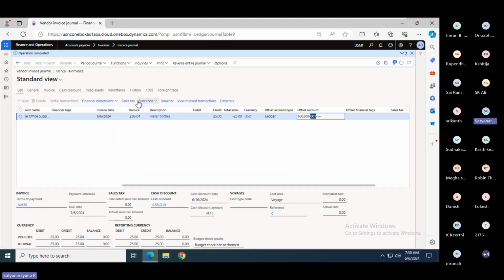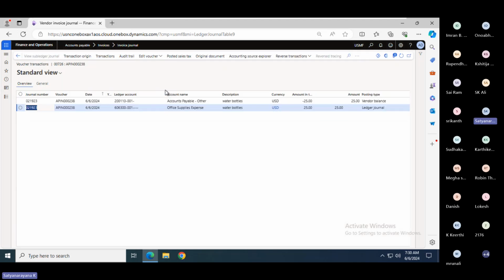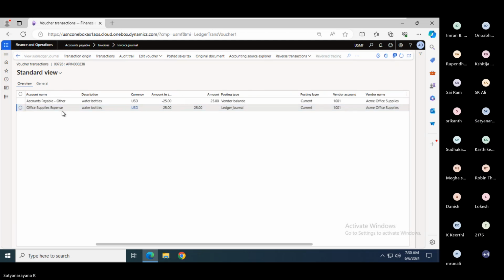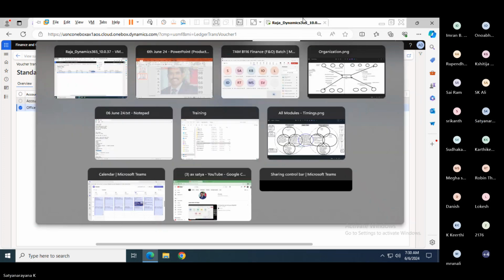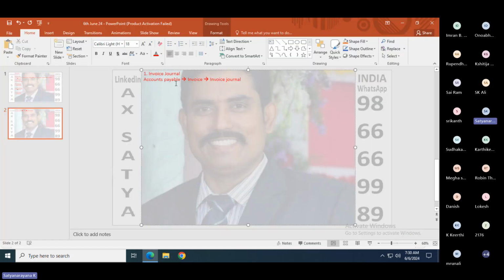Then if you post like this, if you verify the voucher, it is expenses account debit to vendor account credit. This is office expenses account debit to vendor balance account. So at the time of invoice journal, the postings are: expenses account debit to vendor account credit.